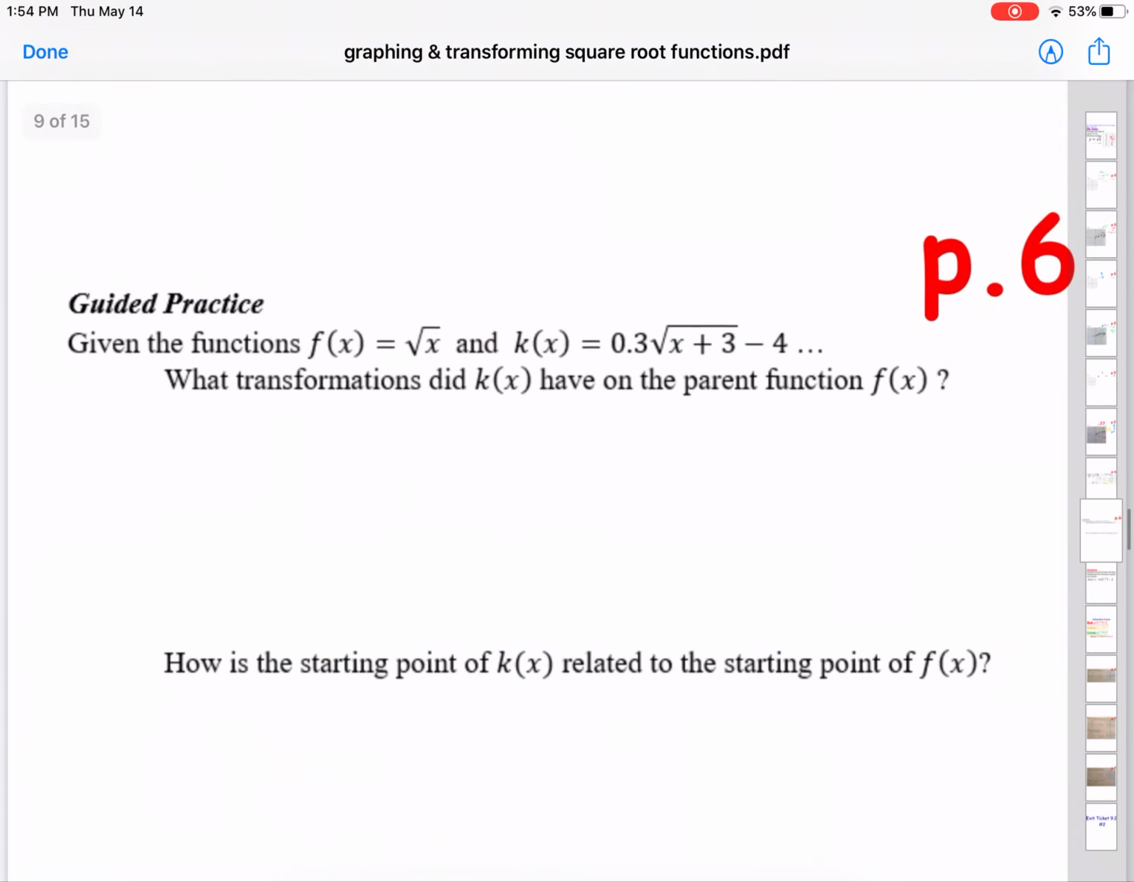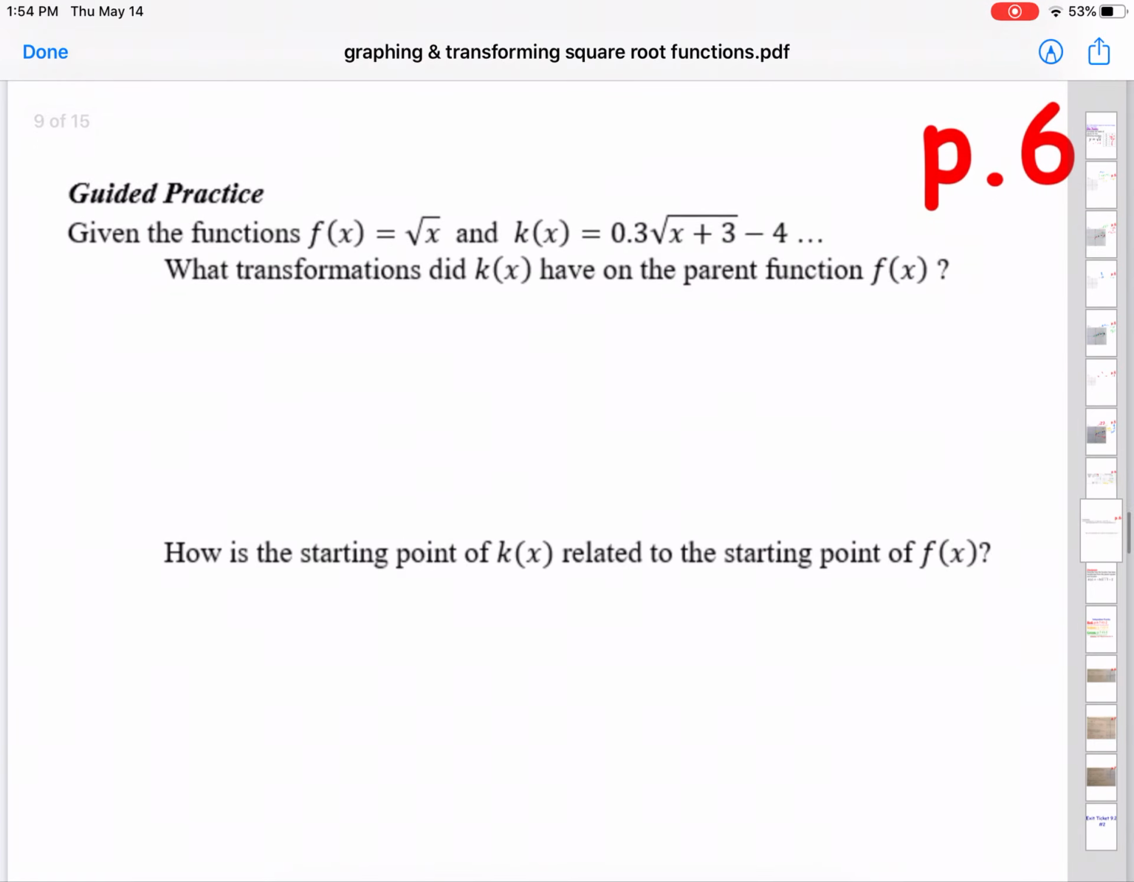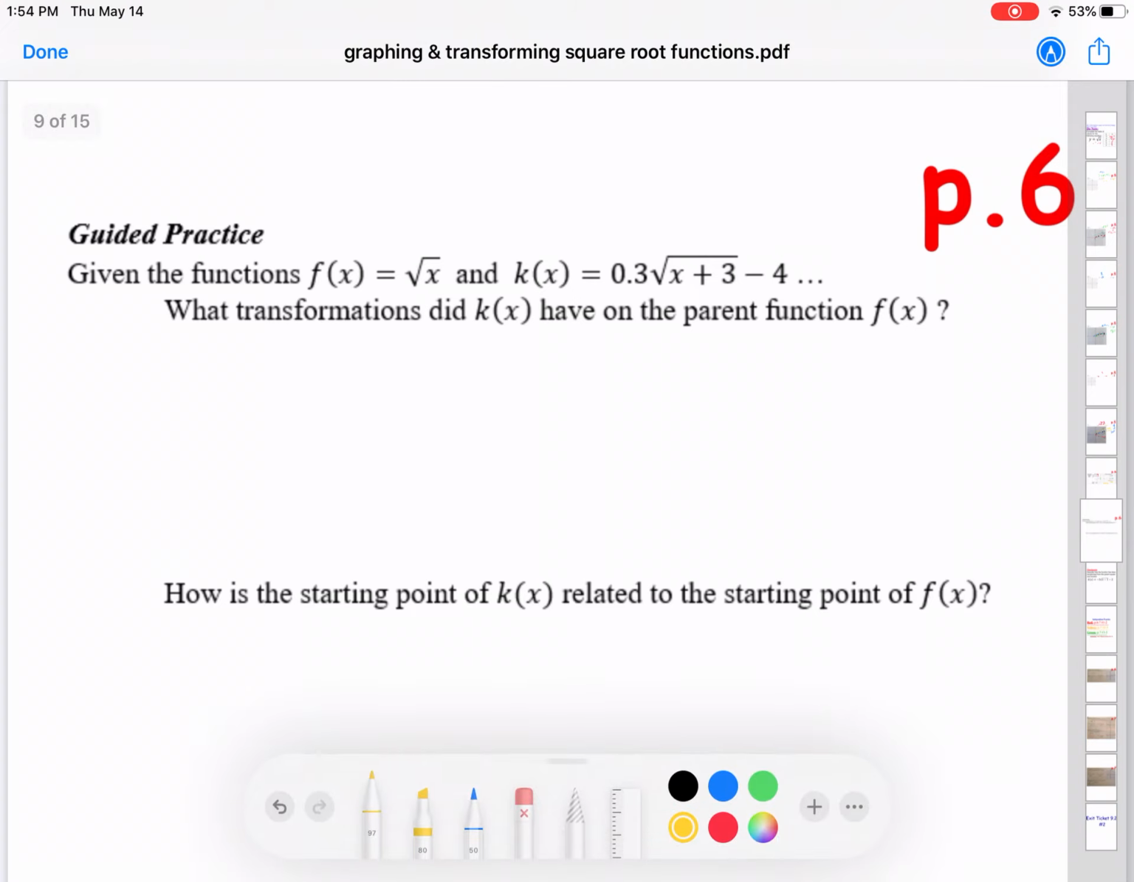So let's take a look at our guided practice here. Again, we're going to compare our k of x function to our parent function. In this k of x function here, we see that our a value out front is 0.3. We see inside of the square root symbol, our h value is positive 3. And we see down here, our k value is negative 4.